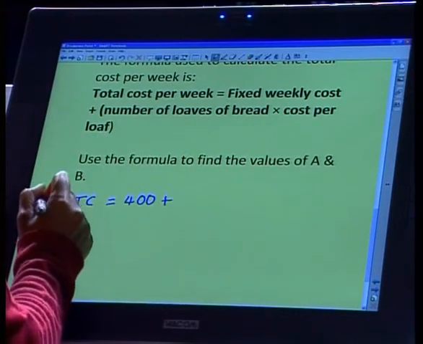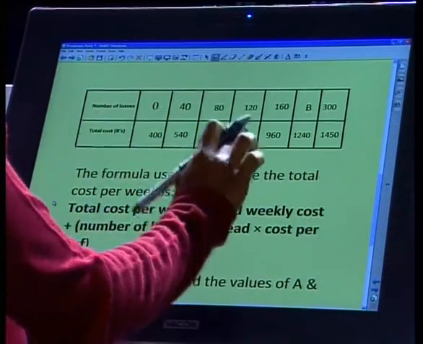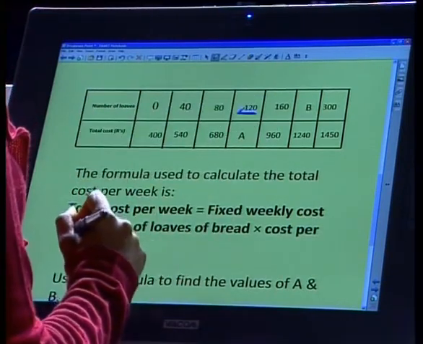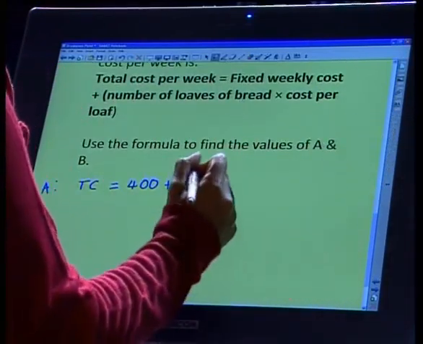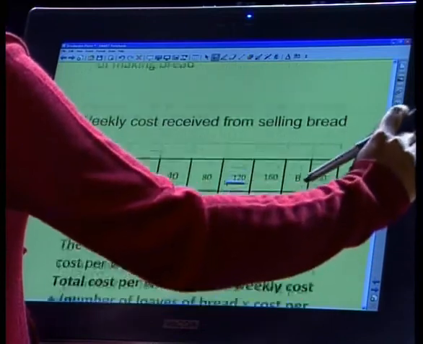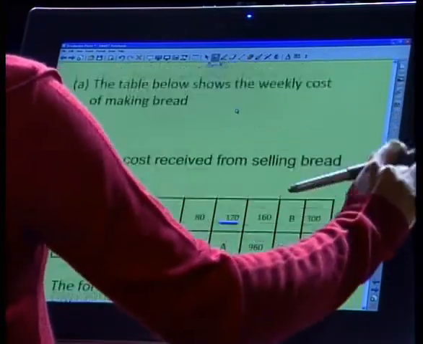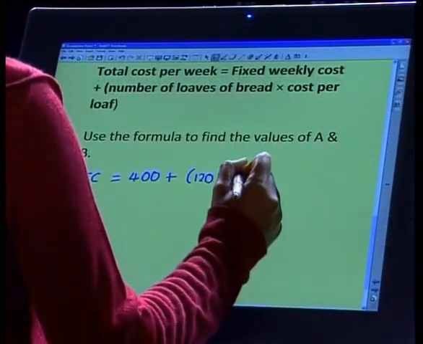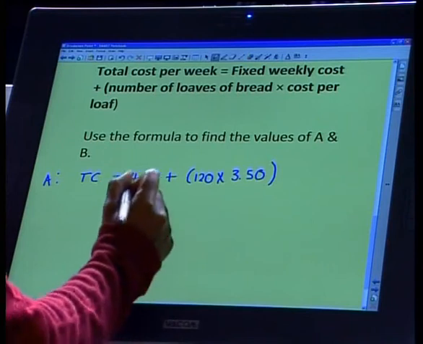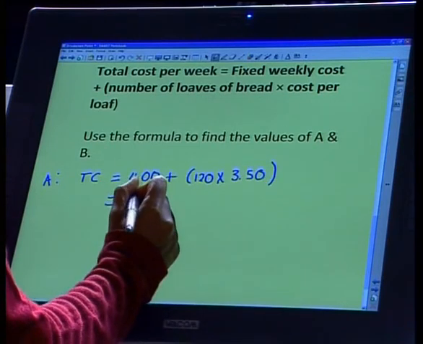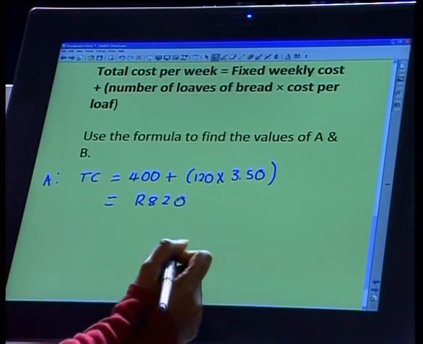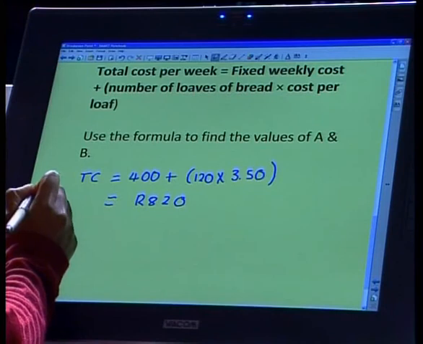Now, when we are trying to find the value of A, you see that in your table we are working out the total cost, and at that point the number of loaves we are interested in is 120. So it's going to be plus the number of loaves of bread, which is 120, times the cost per loaf, and that we are told is R3.50. So all we're going to do is put in the R3.50, and then work all of this out on your calculator and make sure you get the following answer. 400 plus 120 times R3.50 will give you an answer of R820. So therefore the total cost is R820, and therefore that is the value of A.